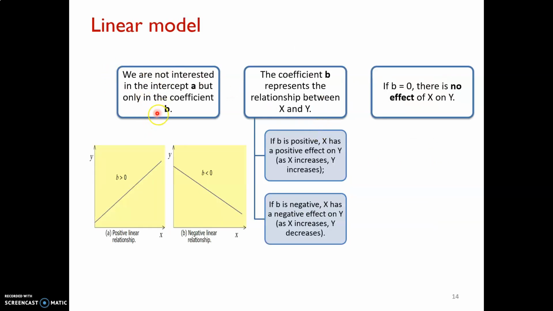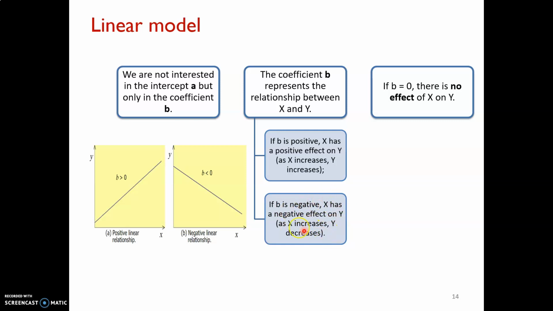In a linear model, we are not interested in the intercept a, but only in the coefficient b. The coefficient b represents the relationship between x and y. Here b is positive, so x has a positive effect on y. That is, as x increases, y also increases. In case b is negative, x has a negative effect on y. That is, x increases but y decreases.